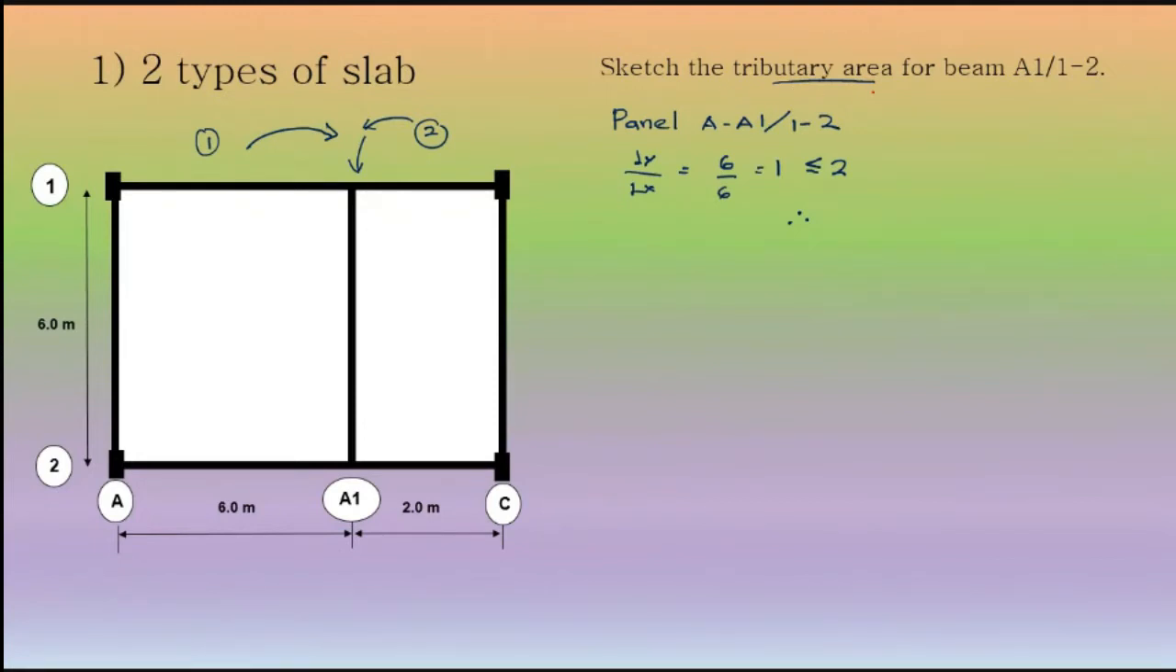Sketch the 3x3 area for beam. Okay, apa maksud 3x3 area? Kawasan agihan kepada beam. Okay, kawasan agihan kepada beam tu, 3x3 area tu maksud dia how this slab distribute their load to the beam. Sketch the 3x3 area means you have to identify either this slab panel are one way or two way.